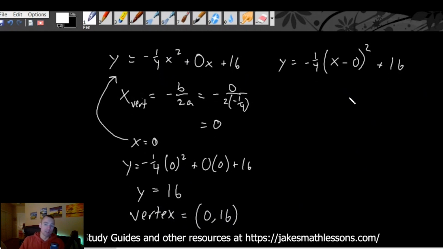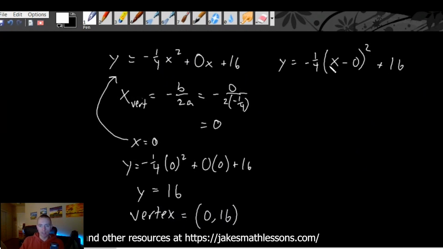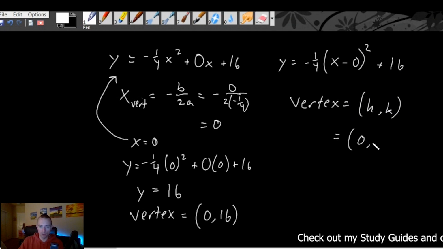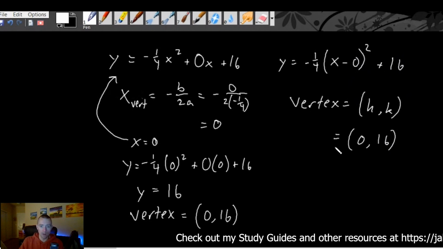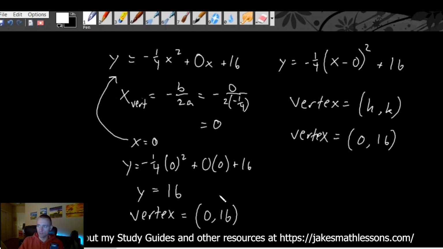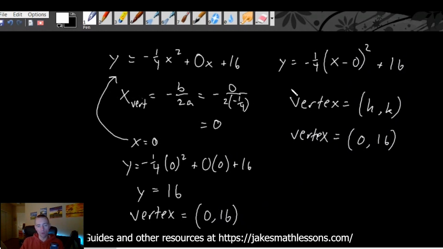From the vertex form, the reason I like the vertex form more is once you get it in this form, it's very, very simple to see where the vertex is, and that's why it's called the vertex form. The vertex is always just going to be at (h, k) for whatever h and k values you have plugged into your formula. So in this case, it's (0, 16), because we have 0 right there and positive 16 right there. You can see in both cases we got the same vertex, (0, 16), but we just used a different formula depending on if we had it in standard form or vertex form.